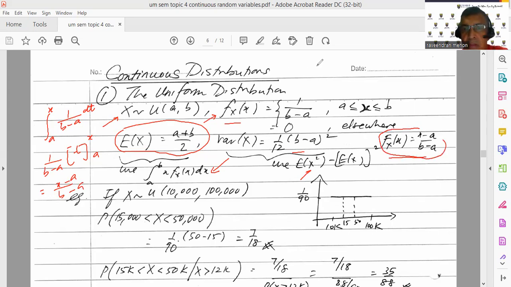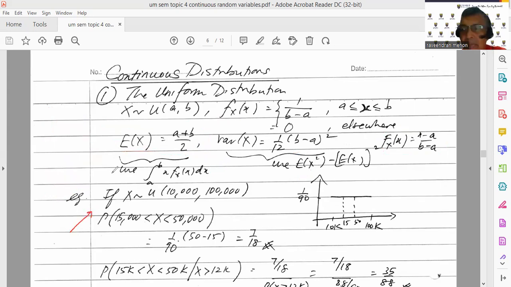Now that we have talked about those important things, let's go ahead and do a simple example. You're told that X is uniformly distributed between 10,000 and 100,000. Let's work in terms of thousands. So if I draw my PDF, I'll have 10 and I'll have 100.